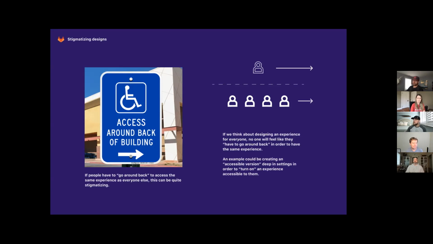And another example that I thought was best practice, and I know there are varying thoughts out there, but to me, if you create a quote unquote accessible version of an application where somebody has to go deep into settings to turn on these settings, that can also be stigmatizing, where it's not accessible out of the box.